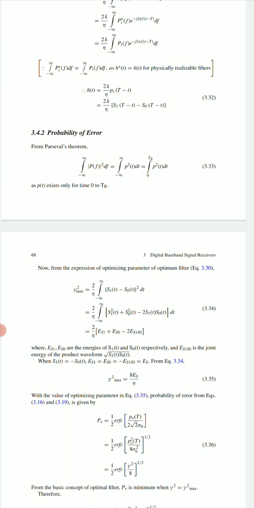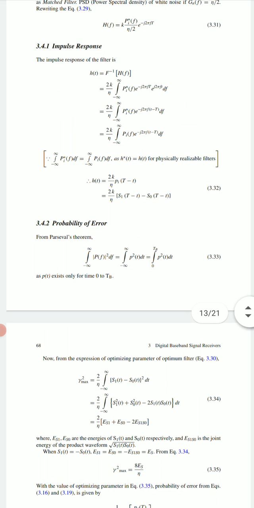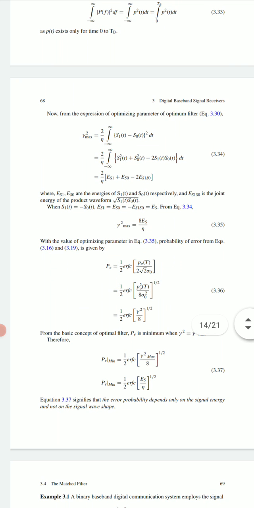There we will get numerical questions on the matched filter, the optimum filter. They will give you a question and some values. You are supposed to use sometimes the equations for probability of error, sometimes the impulse response of the matched filter, sometimes the optimization parameter, that is nothing but sigma x square. They will give some values and one unknown value. You are supposed to solve that numerical and find that value.